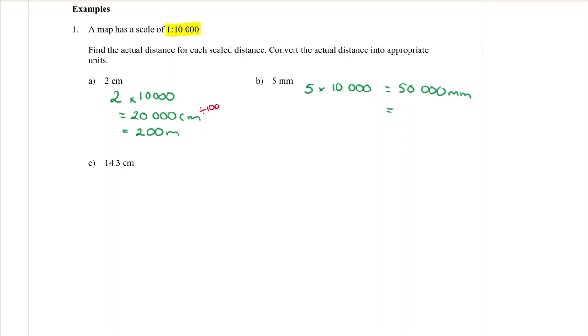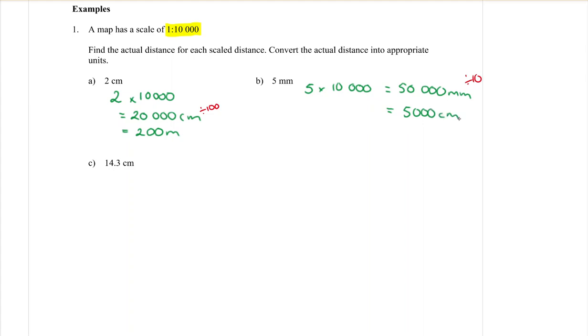Okay, we don't like to measure 50,000 millimeters. Let's change it into something more realistic. The next bigger unit is centimeters, right? So how do I change millimeters to centimeters? Divide by what? Not 100, 10. There is 10 millimeters in a centimeter. So we divide by 10 and that gives us 5,000.